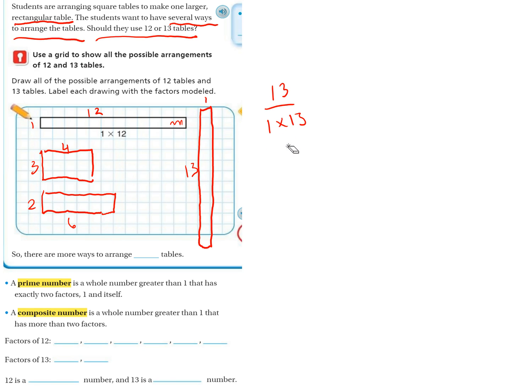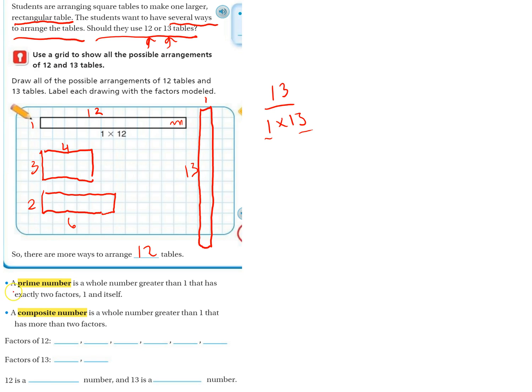What about 3? Let's count by 3s. 3, 6, 9, 12, 15. Nope, we never land on 13. What about 4? 4, 8, 12, 16. Nope, we're never going to land on 13. What about 5? 5, 10, 15. No. So you can see, once you start going through these, we only get these 2. This one arrangement is the only way we can do it. We only get 2 factors. So there are more ways to arrange 12 tables, because that's what we are comparing here, the 12 and the 13 tables. There's more ways to arrange the 12 tables than there would be to arrange the 13 tables.